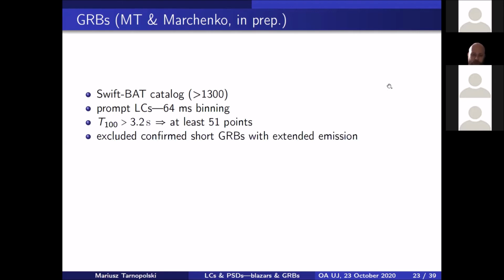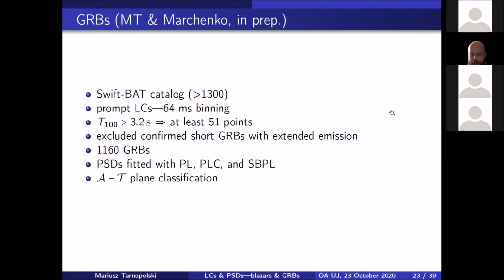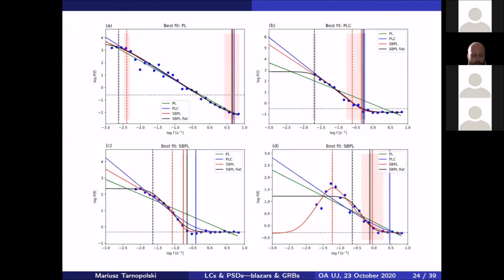And to keep the sample homogeneous, we exclude confirmed short GRBs with extended emission. And in the end, we end up with 1,160 GRBs, whose PSDs were fitted with the previously mentioned models, the power law plus Poisson noise, and the broken power law. We attempted an AT plane classification and searched for QPOs. So I will just go over the PSDs really fast.